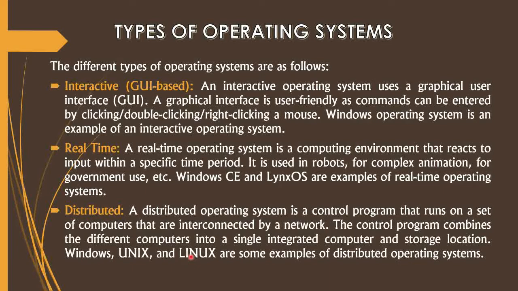So these are the following types of operating systems: interactive, graphical user interface, which is most commonly used by every user; real time, mainly used in robots, complex animation, and by government also; and distributed system for networking computing devices for that purpose.